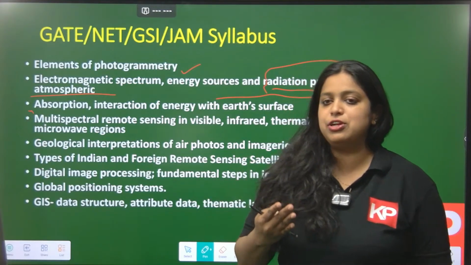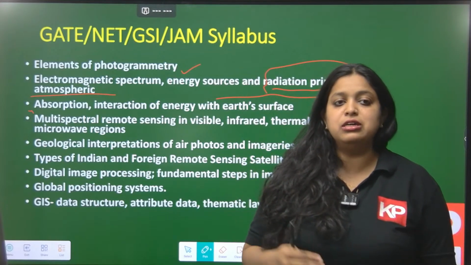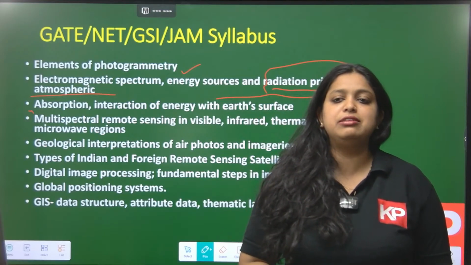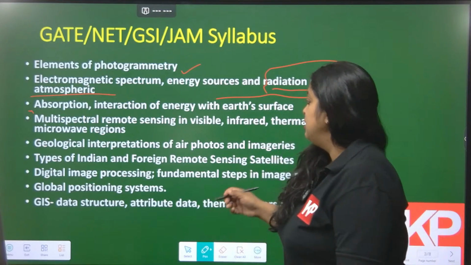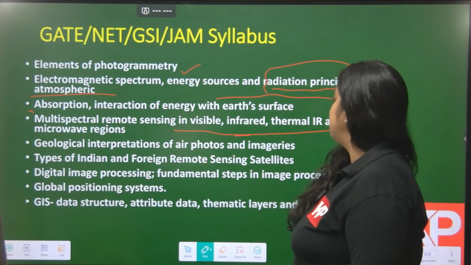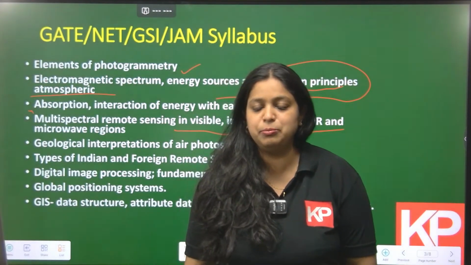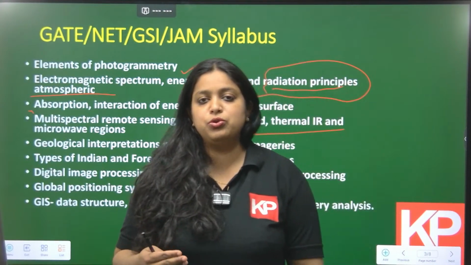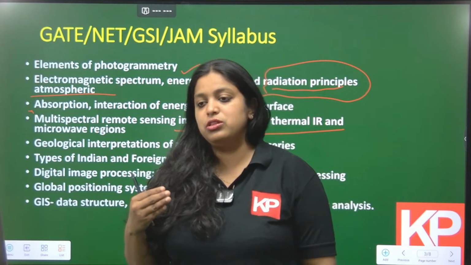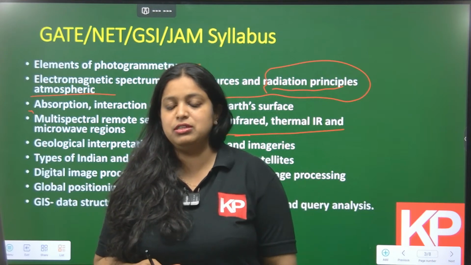So how does the interaction of the electromagnetic spectrum happen when it comes to the Earth, at the atmosphere, and at the Earth's surface? Next is multispectral remote sensing in the visible, infrared, thermal infrared and microwave regions. We have to know about the different multispectral remote sensing methods, the different sensors present, and how infrared remote sensing, thermal remote sensing and microwave remote sensing work.